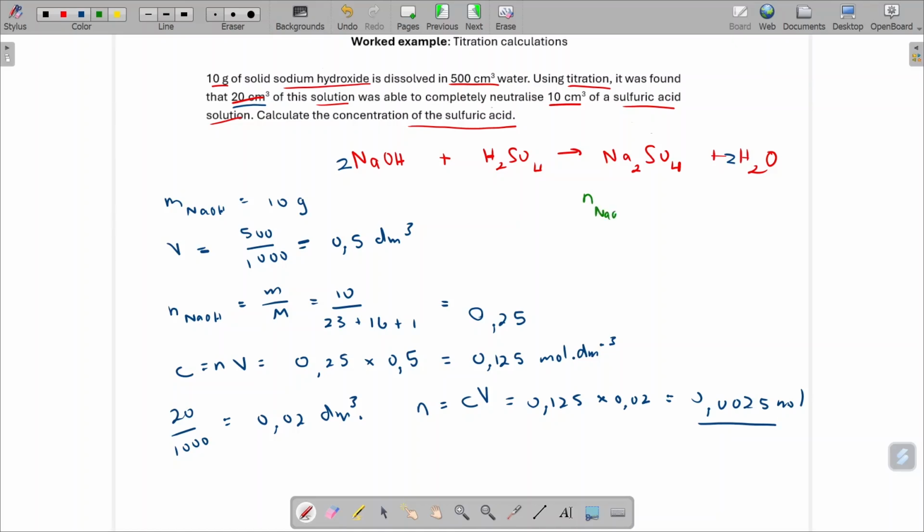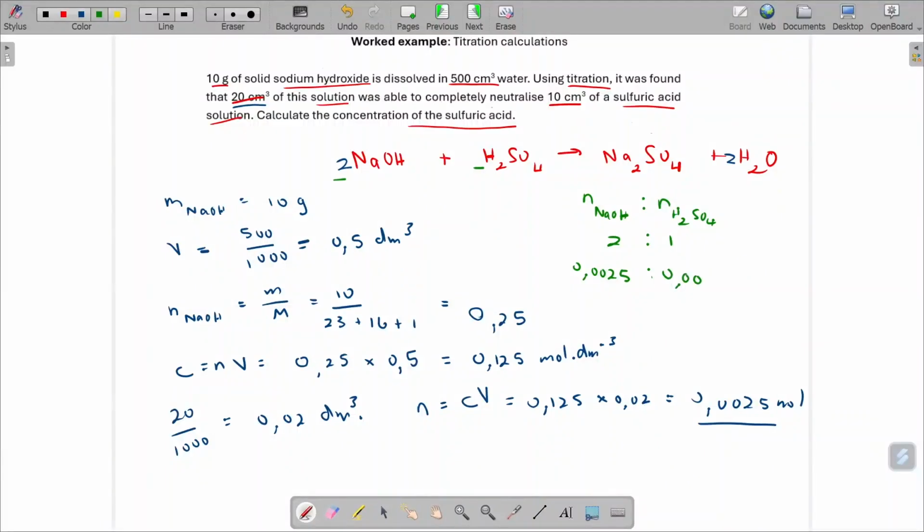So if you look at the mole ratio of sodium hydroxide to sulfuric acid, we see from the equation that it is 2 to 1. So therefore, if we had 0.0025 moles of sodium hydroxide, that would have reacted exactly with 0.00125 moles of sulfuric acid. So we know the number of moles of sulfuric acid that we've had.